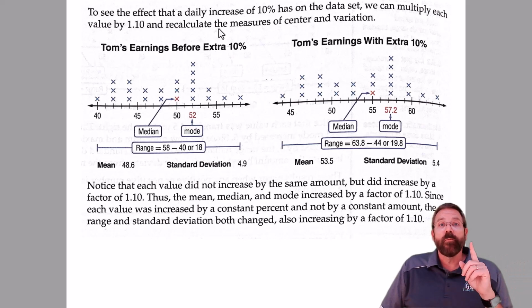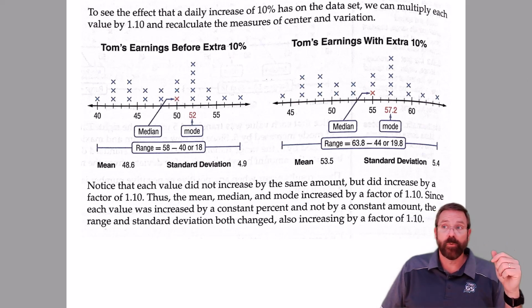But if we're increasing each value by the same percentage, then you take every one of these over here, multiply by the 1.1, and that's going to give you all of these over here without having to do the calculation of finding each one of those individual data points.